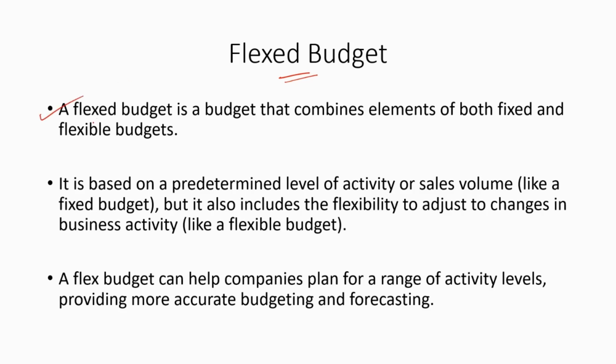A flex budget is a budget that combines elements of both fixed and flexible budgets. This is based on a predetermined level of activity or sales volume, like a fixed budget, but it also includes the flexibility to adjust to changes in business activity, like a flexible budget. A flex budget can help companies plan for a range of activity levels, providing more accurate budgeting and forecasting. Simply, a flex budget is the combination of a fixed budget and a flexible budget.